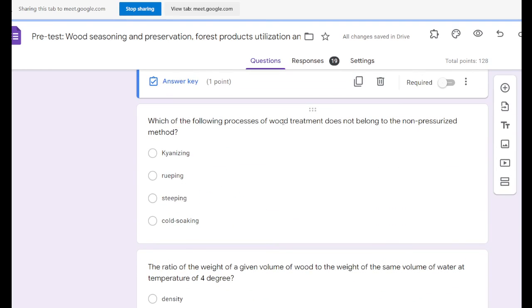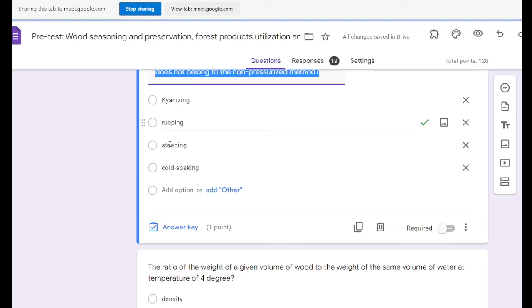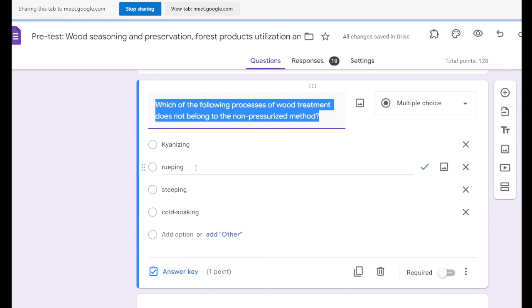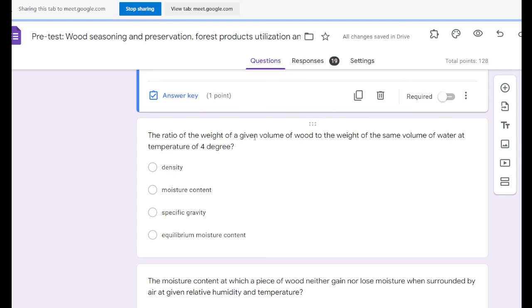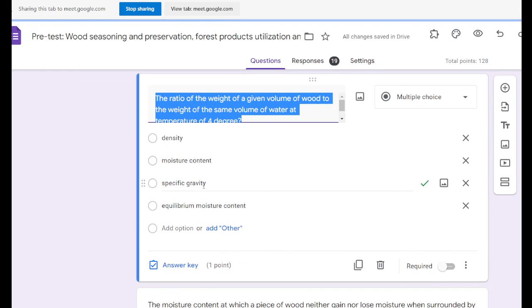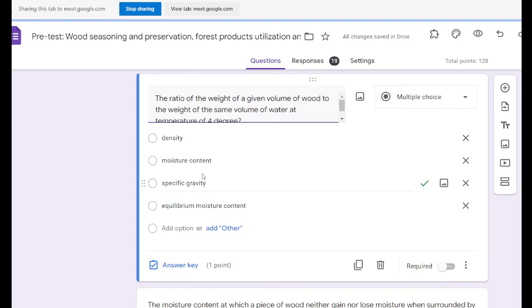Which of the following processes of wood treatment does not belong to the non-pressurized method? Preservation wood treatment does not belong to the non-pressurized method. The answer is reweeping. Okay, reweeping. The ratio of the weight of a given volume of wood to the weight of the same volume of water at a temperature of 4 degrees. That is specific gravity. Okay, specific gravity. Specific gravity is the best indicator of strength properties. Okay, strength properties.